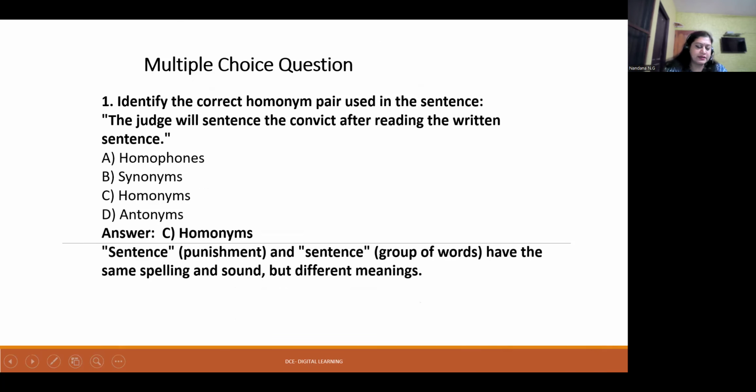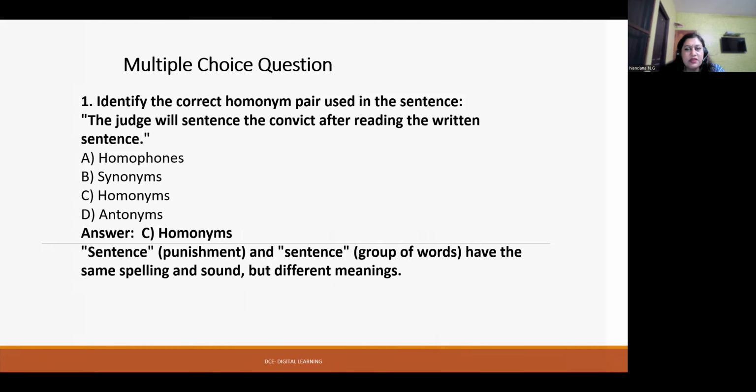So let us assess ourselves with multiple choice questions. Identify the correct homonym pair used in the sentence. The judge will sentence the convict after reading the written sentence. The word sentence is used in two contexts. The correct answer is option C, homonyms. Both are used as homonyms. In the first instance, sentence refers to the punishment, and the second meaning of the word sentence refers to a group of words.